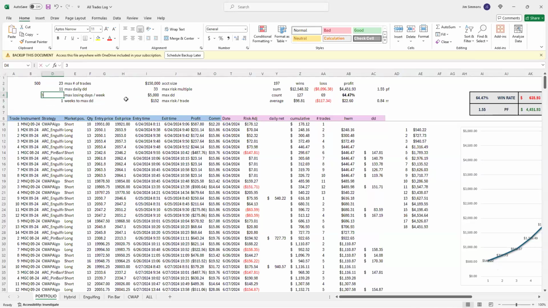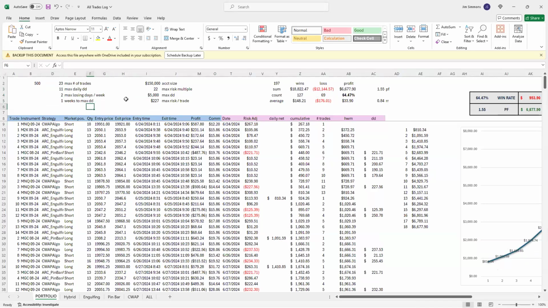How many times are you going to have that many losing days or that many losing trades in a day? It's pretty rare. So let's say you go with 2 max losing days in the week. That's going to give you a risk multiple of about 22. What that means is you're going to take the 5,000 divided by 22, and that gets you your max risk per trade at about 227.